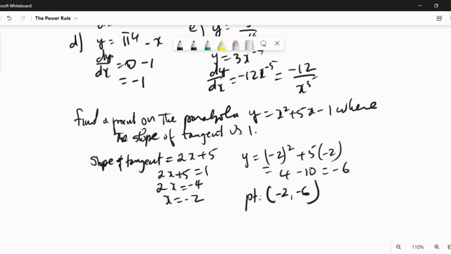Oh, minus 1 here we have. Minus 1, sorry. Therefore, minus 6 minus 1 is minus 7. So the point is negative 2, negative 7.